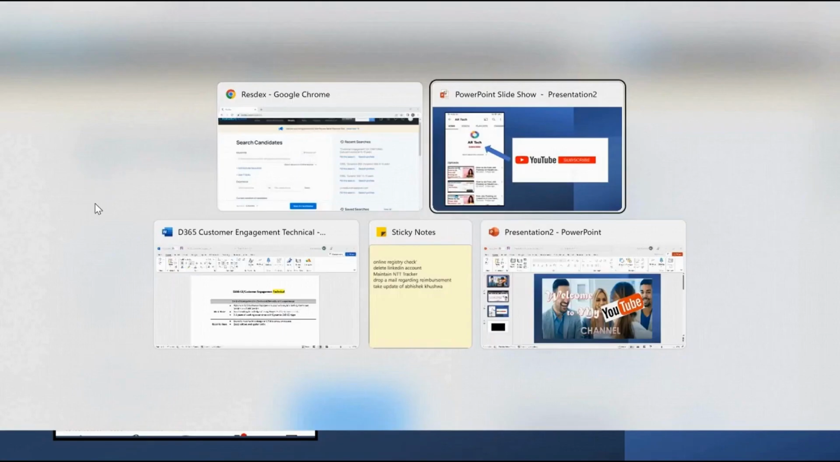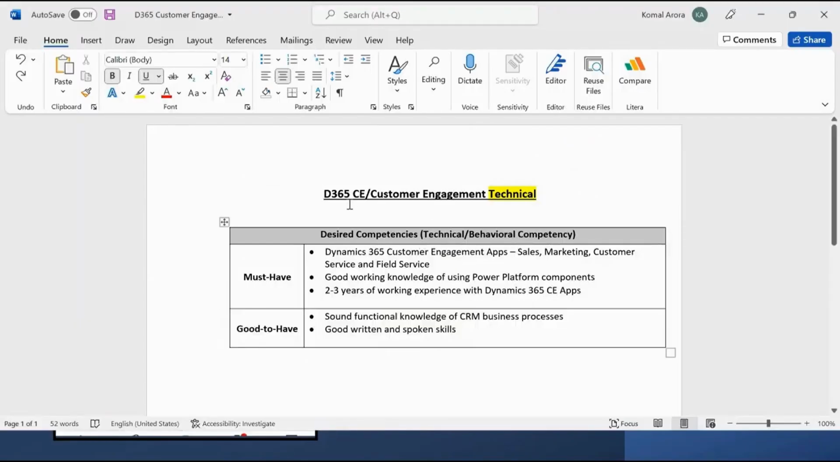I have a job description, friends. Have a look at this job description. With the help of this job description, I will make a search and show you how we find the exact profile. Let us understand this JD. Here our job title is D365 Customer Engagement Technical Person. D365 is a software. So here we need a person who is working on D365 software along with customer engagement, also working on customer engagement related applications. But the person should be technical, not functional.